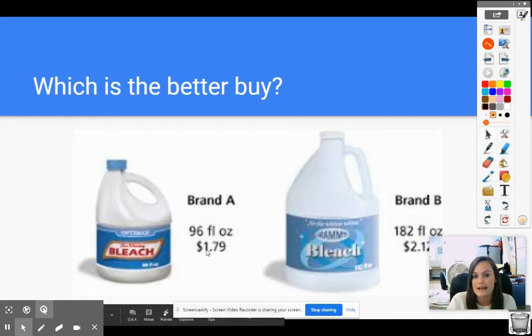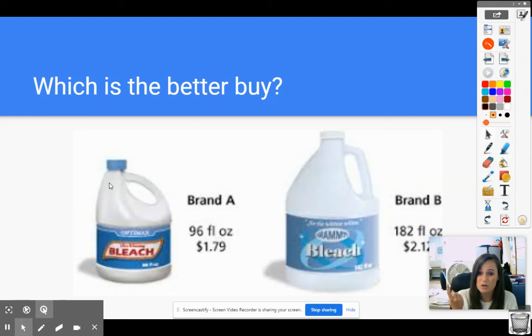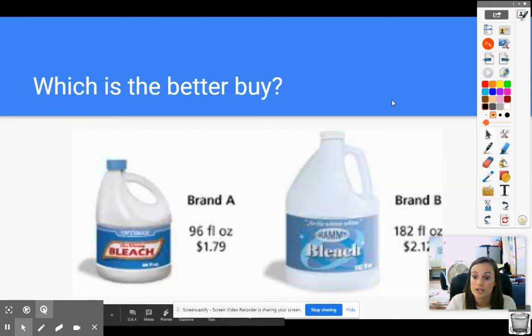So for brand A, I would take $1.79 and divide it by 96. I would round to 2 decimal places for cents and see how much that's going to cost me. For brand B, I would do the same thing, find the cost. And then whichever one is the cheapest for 1 ounce. I'm getting 1 ounce of bleach. I want to pay the least amount possible for that bleach. So most of the time it's better to buy the bigger brand. You're getting more, you're paying more upfront, but over time it's going to save you money because the cost per ounce is cheaper.